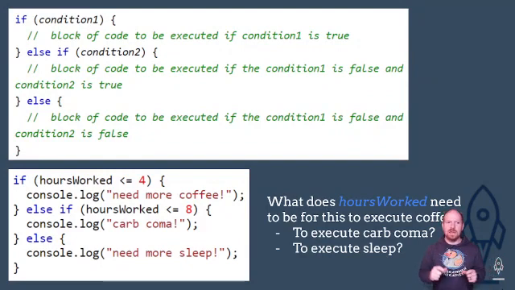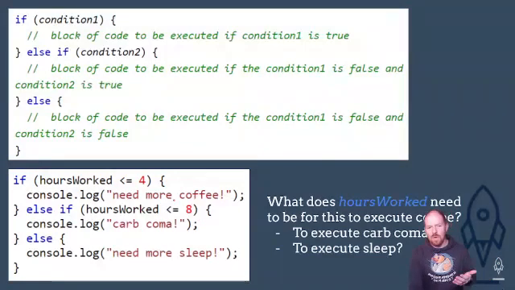Because if you do an if else and then separately an if else, that's a different type of branching than what most people do here, which is you have 3 different paths that you can go down, such as with hours worked: if you had less than 4, then you're going to need more coffee. If it's less than 8, then you're going to be in a carb coma because of lunch. And then anything else, you're going to need more sleep.